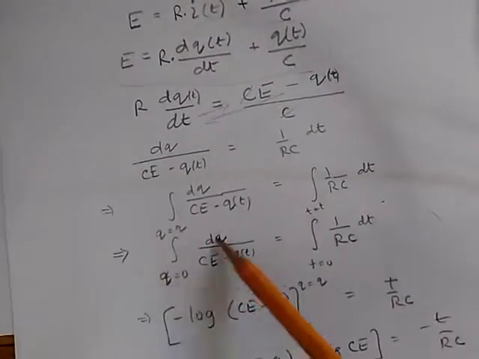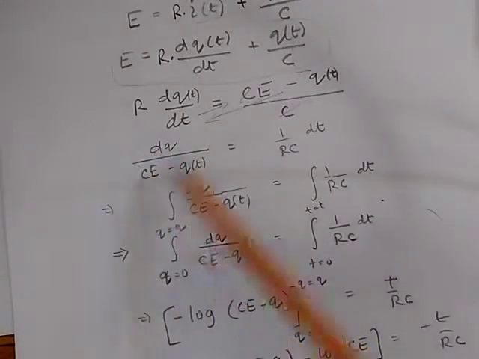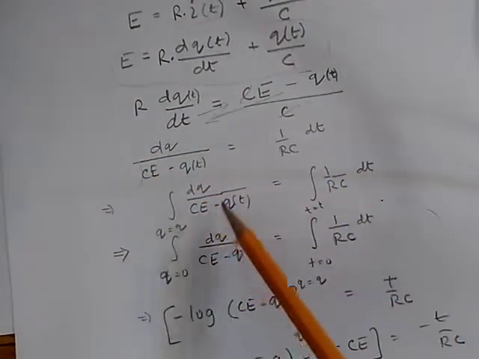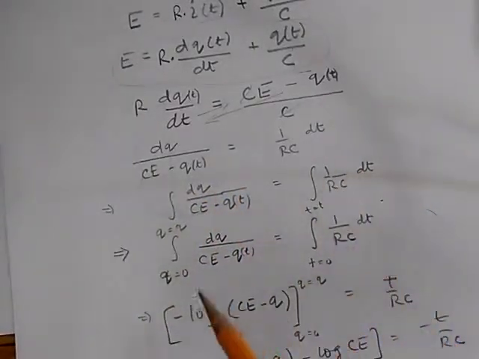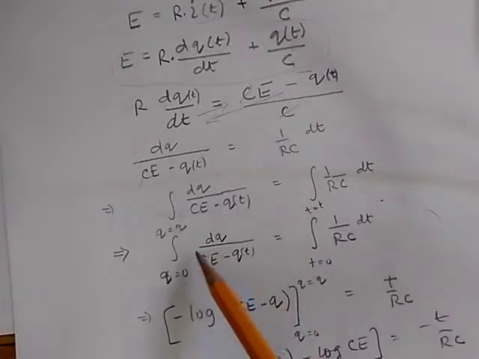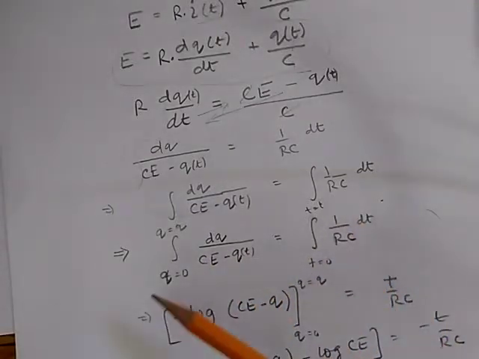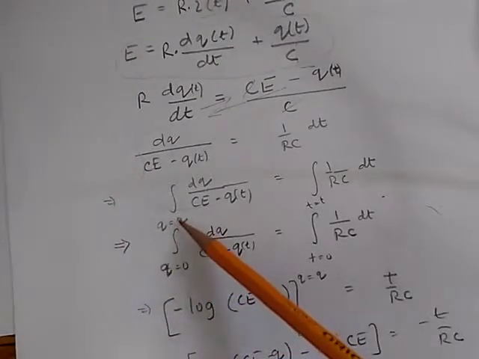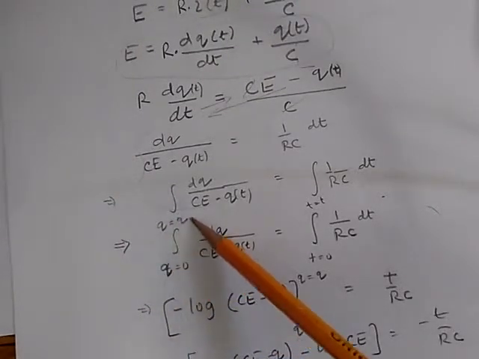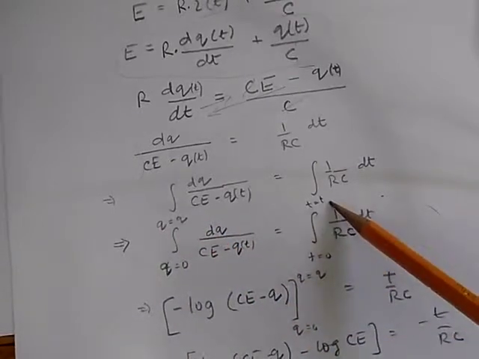So we can write dq, and if we integrate this whole term, we get this term in terms of q and this term in terms of t. So we have dq by (CE minus q) equals integral dt by RC. Now the charge is varying from q equal to 0 to any current value q, and this time varies from t equal to 0 to t equal to t.